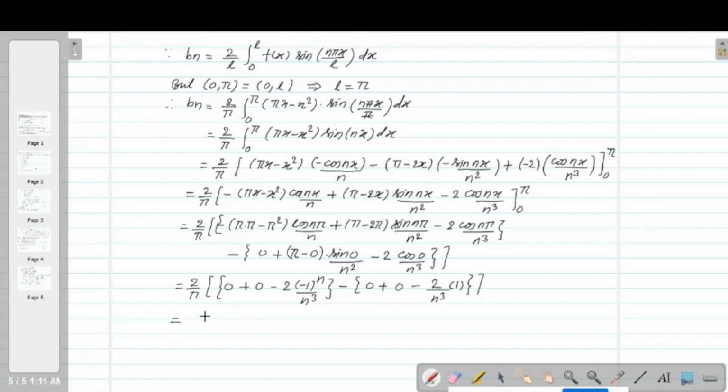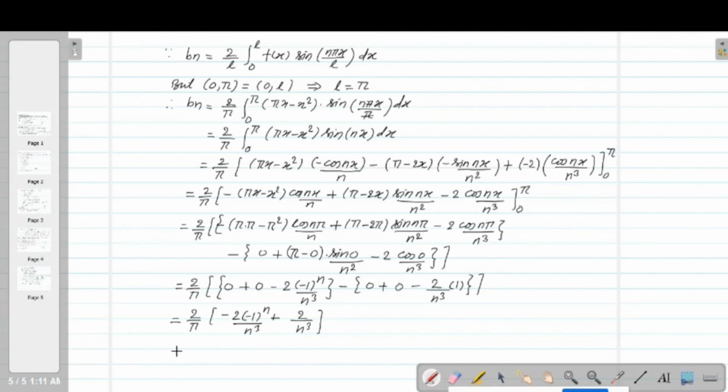So for the first term we'll have 2 by pi, from the first term negative of 2 minus 1 raised to n by n cubed, and minus 2 by n cubed, 2 by n cubed. Okay, and what is the common? Yes, this minus sign is here, this minus is already here, so minus minus becomes plus. Good, this will become plus.